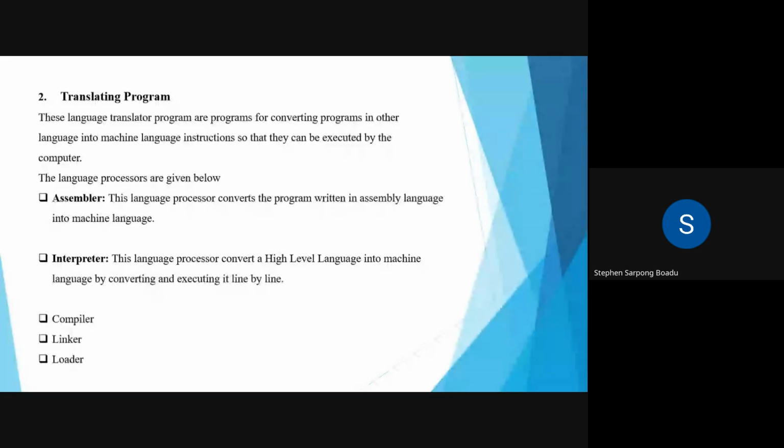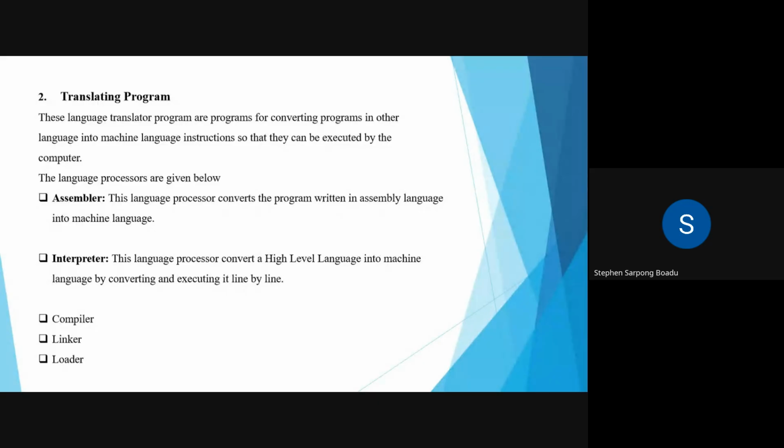So for the language processors, we have some examples. We have the assembler. The assembler, this language processor, converts the program written in assembly language into machine language. Assembly language is basically the language used by manufacturers when they manufacture hardware, the low-level programming languages. So the assembler converts those languages into machine language for the PC to understand.